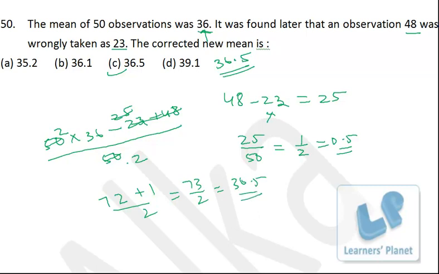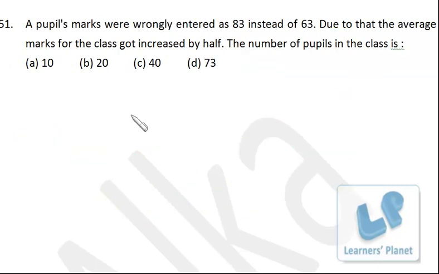Okay. Now see this problem. A pupil's marks were wrongly entered as 83 instead of 63. Due to that, the average marks for the class got increased by half the number of pupils in the class, right? Now what we do is, initially the actual marks are 63. I assume the number of students to be n, right? And the average marks are x bar, right?